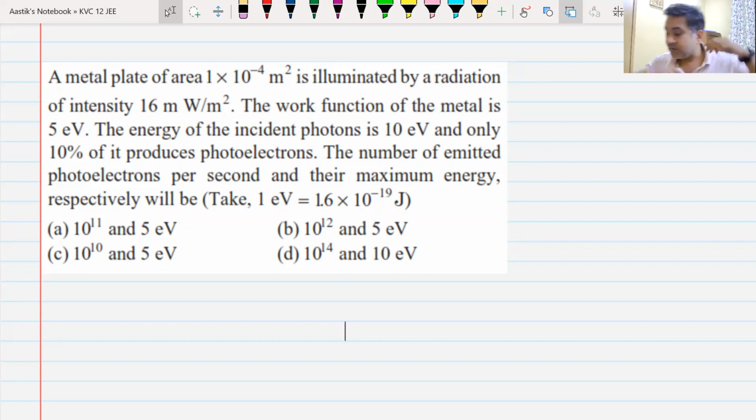A metal plate of area 1 into 10 to the power minus 4 meter square is illuminated by a radiation of intensity. Remember intensity, I told you what is intensity. Intensity 16 milliwatt per meter square. The work function of the metal is 5 electron volt. The energy of the incident photon is 10 electron volt, and only 10% of it produces photoelectrons. This original question came in one of the IITs. This is the adaptation from the same question. The number of emitted photoelectrons per second and their maximum energies would be how much?